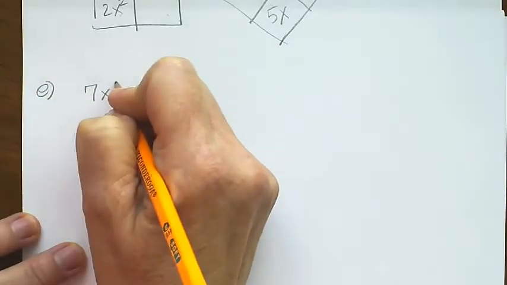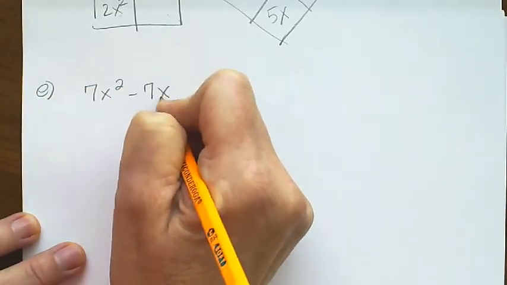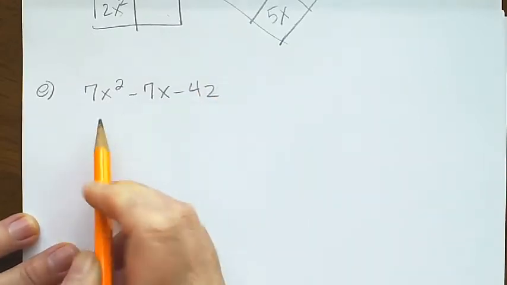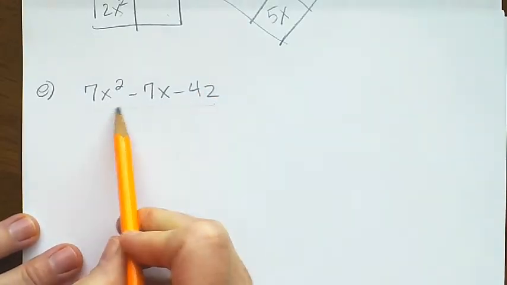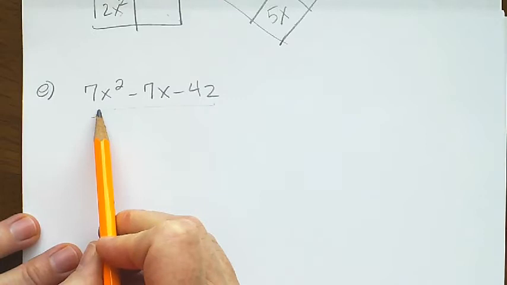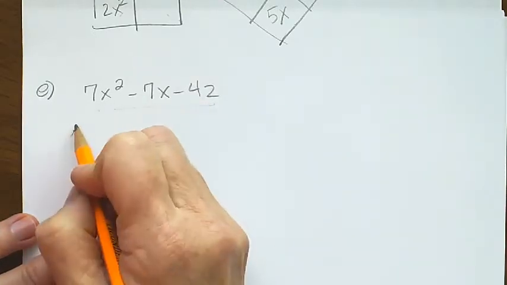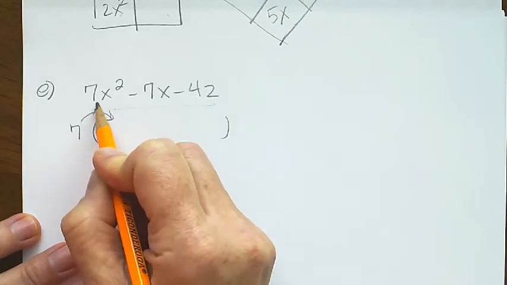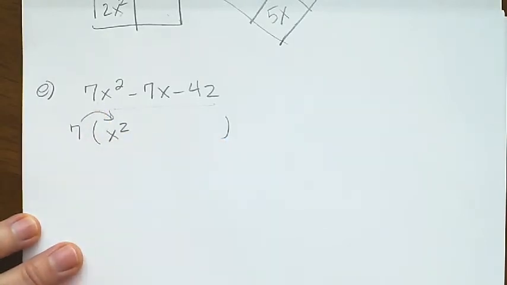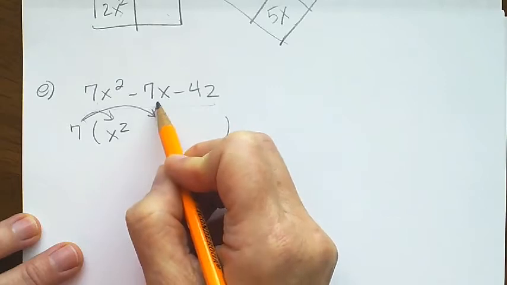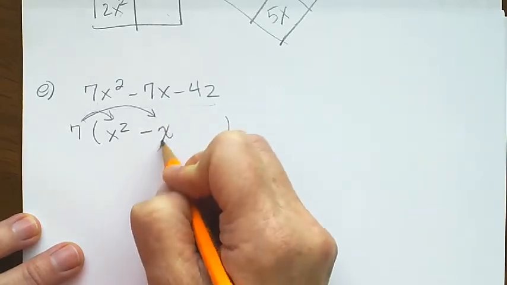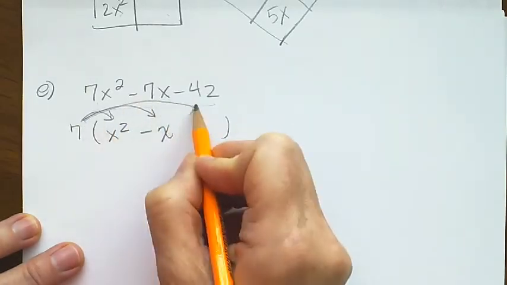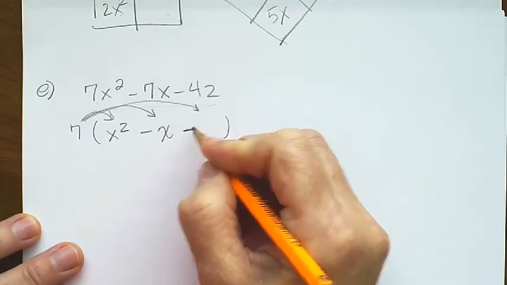I see on part E that we have a common factor. All of these terms are divisible by 7. So let's factor that out. So 7 times what is 7x squared? X squared. 7 times what is negative 7x? Negative x. And 7 times what is negative 42? Negative 6.